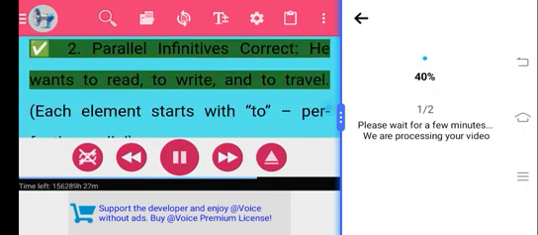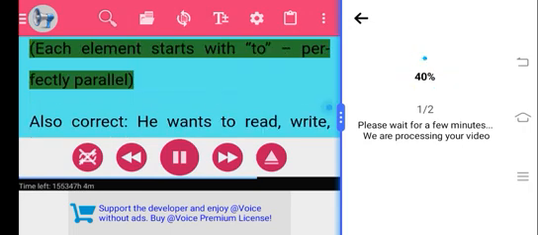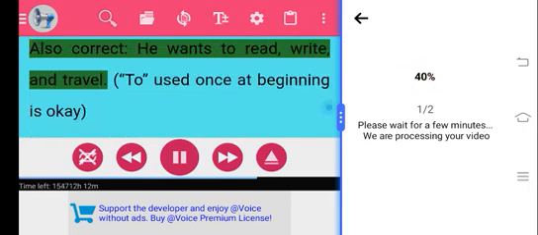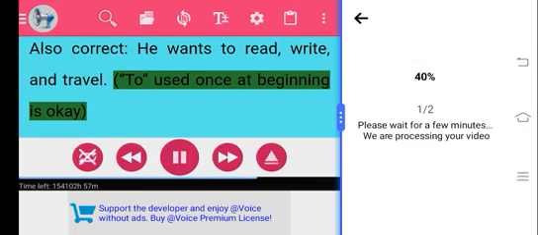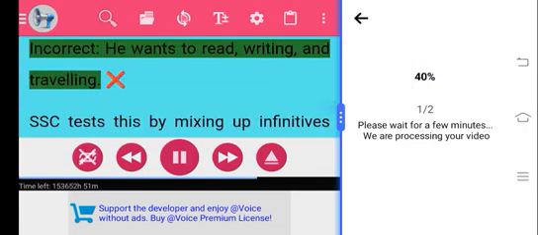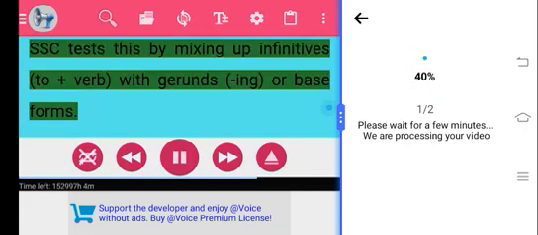2. Parallel infinitive. Correct: He wants to read, to write, and to travel. Each element starts with to, perfectly parallel. Also correct: He wants to read, write, and travel. To used once at the beginning is okay. Incorrect: He wants to read, writing, and traveling. SSC tests this by mixing up infinitives, to plus verb, with gerunds, ing, or base forms.